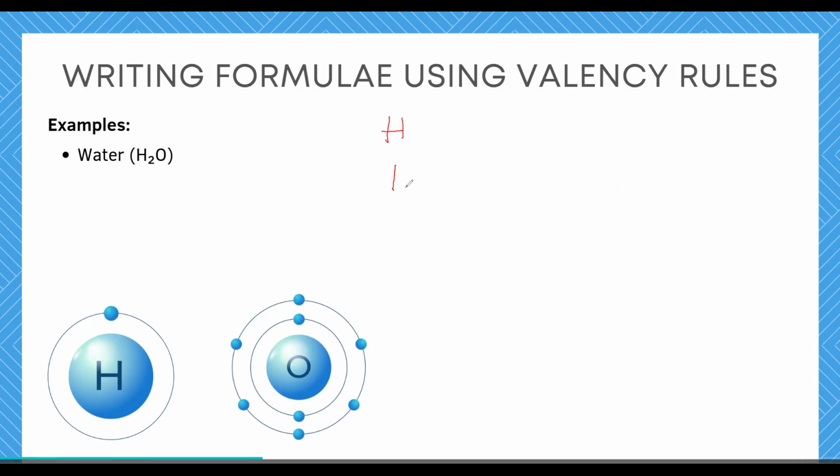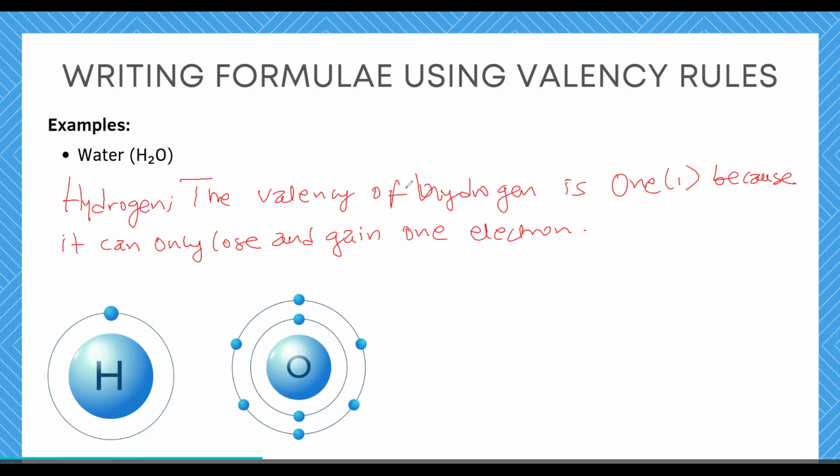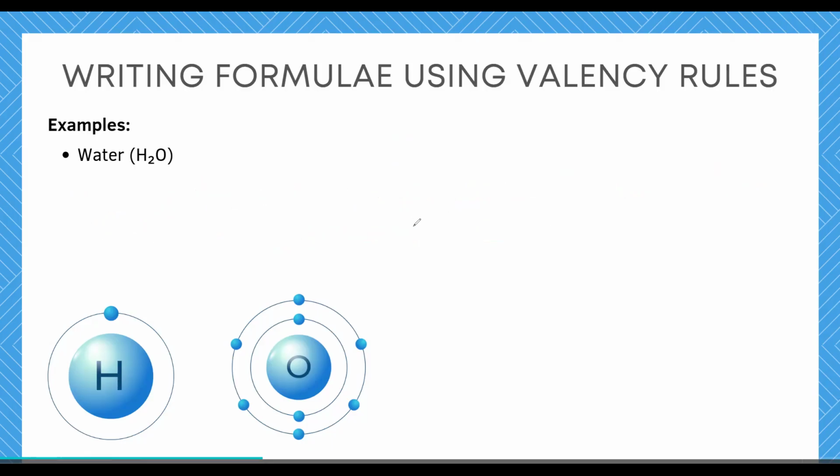Wait, sir, can you go back? I was two words away. Okay, gain and gain 1 electron. Good. So I have the symbol hydrogen and the valency 1 underneath. And then next I have oxygen, the next element. How do I get the valency?